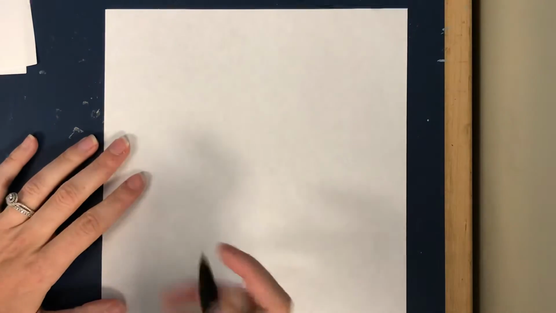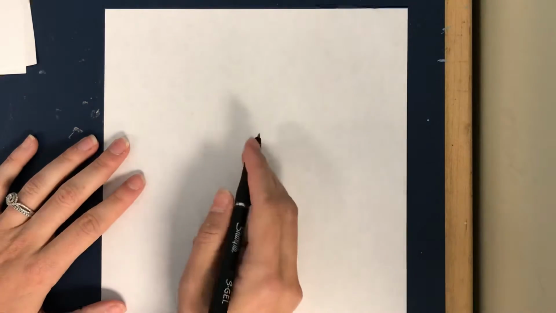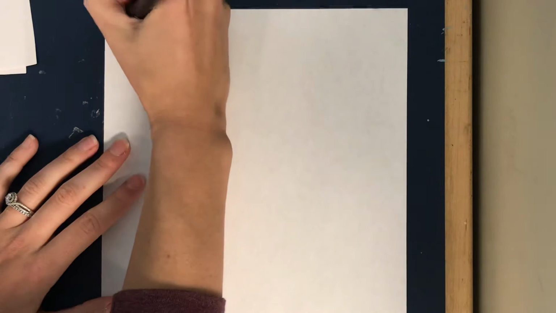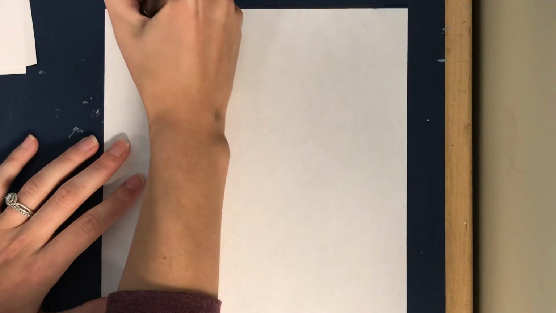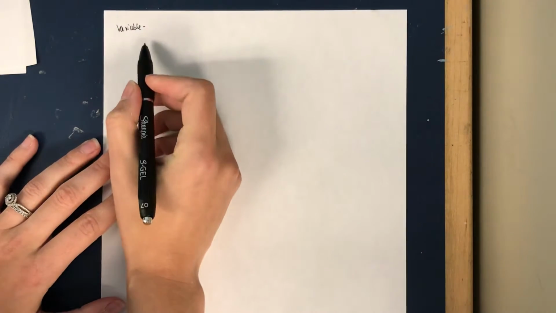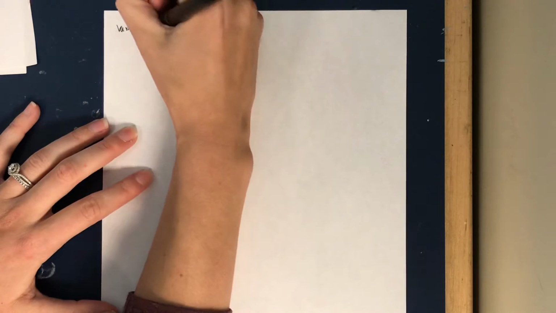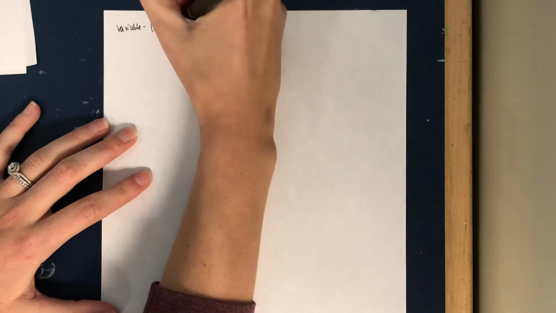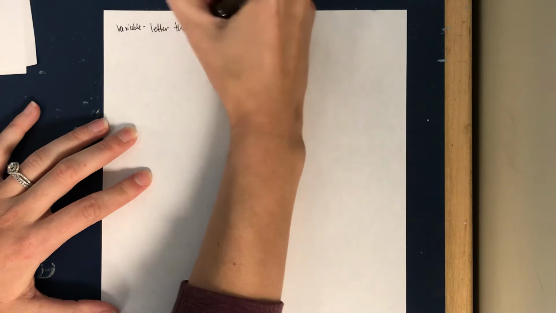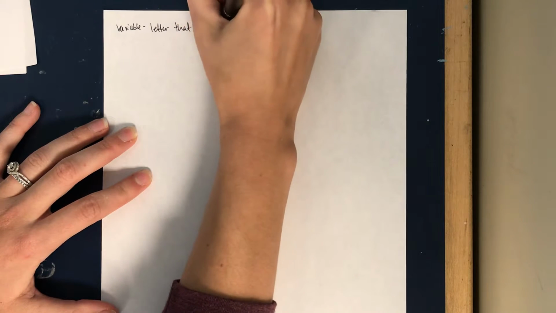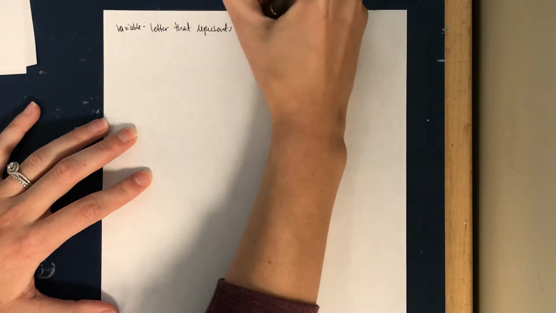All right. So one of the first words that I want us to know, and we've already talked about with our percentages, is the word variable. So hopefully you already understand that a variable is just a letter, and it's any letter of the alphabet that represents an unknown number.